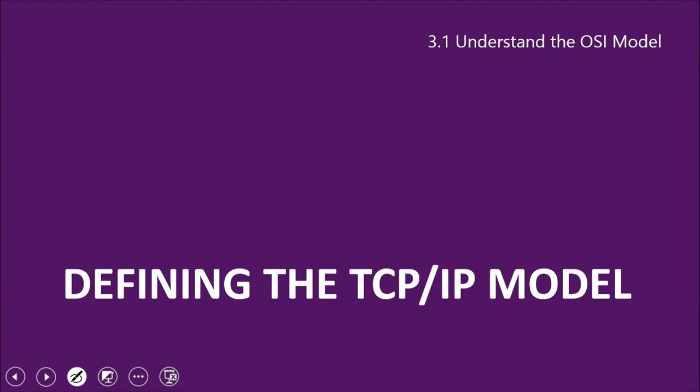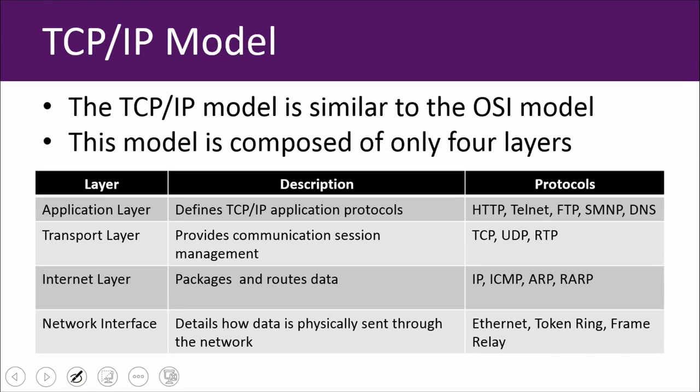All right, so there's another reference model that we use. It's called the TCP/IP model. It's very similar to the OSI model, but it's composed of only 4 layers. So you've got the application layer, the transport layer, the internet layer, and also the network interface layer. I remember the order of this as a tin.